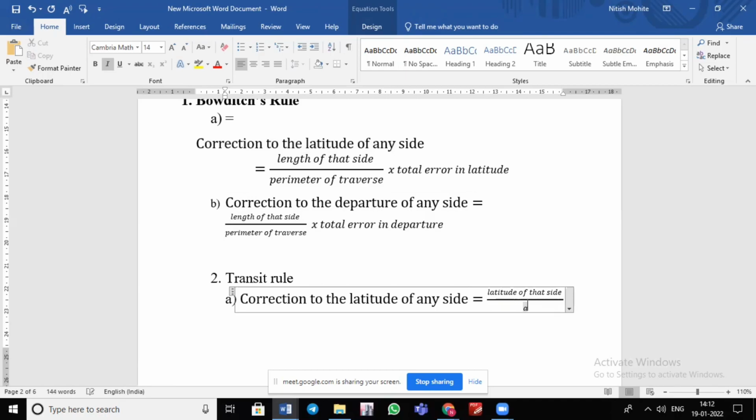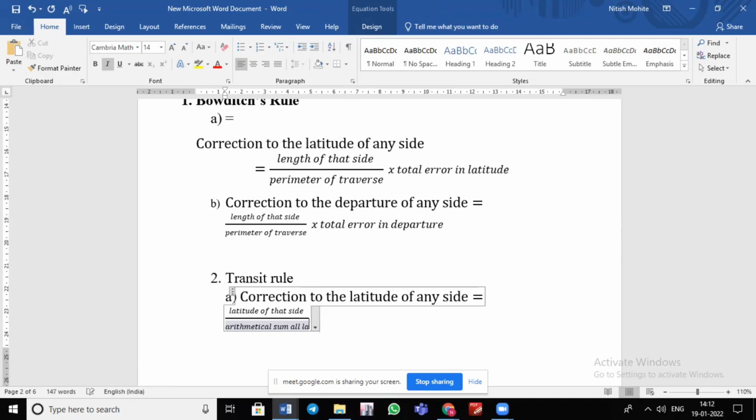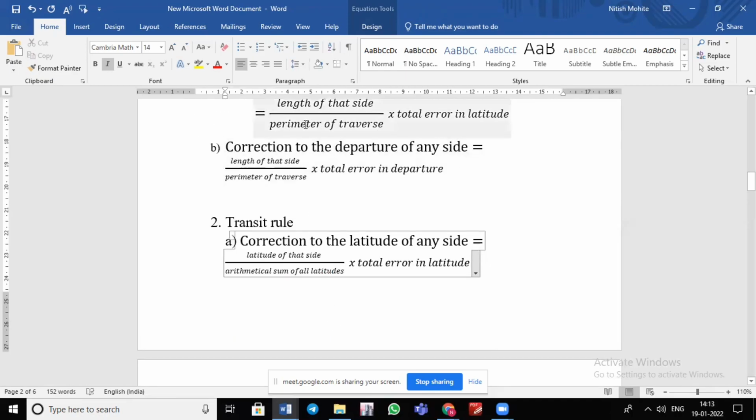the arithmetical sum of all latitudes into total error in latitude. Okay, so this is the formula. Instead of perimeter of traverse, you are going to make use of the arithmetical sum of latitudes, and instead of length of that side, you are going to make use of the latitude of that side.